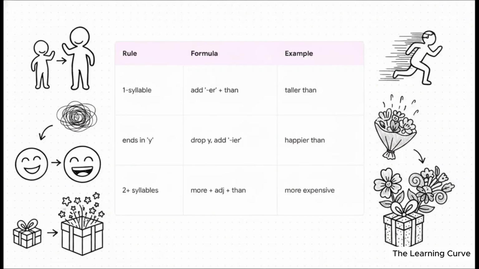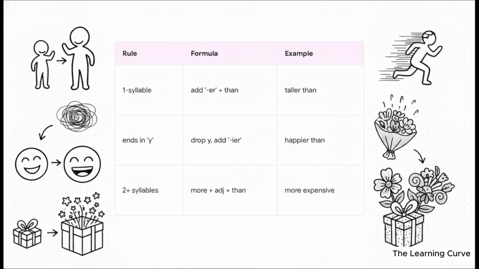Now, look at how systematically these rules scale up based entirely on the length of the word itself. It's actually kind of cool. If it's a short, snappy, one-syllable word, you simply attach an ER to the end and follow it with than. So tall becomes taller than. Fast becomes faster than. Super simple, right? But if your word ends in a Y, the rule shifts a bit. You drop that Y, swap it for an I, and then add the ER. So happy morphs into happier than, and busy becomes busier than.